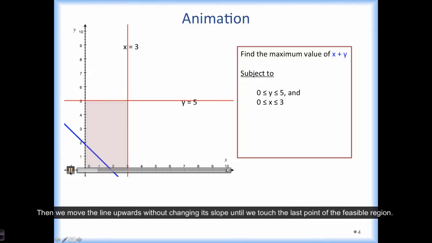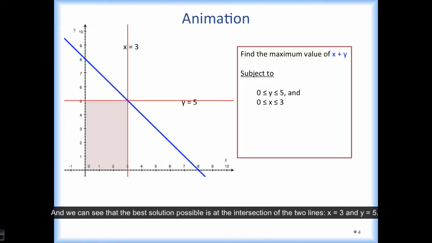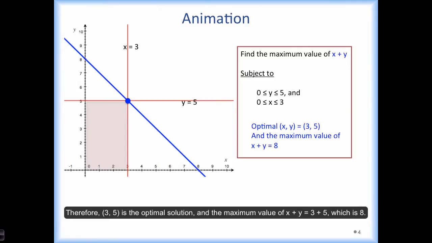Then we move the line upwards without changing the slope until we touch the last point of the feasible region. And we can see that the best solution possible is at the intersection of the two lines x equal to 3 and y equal to 5. Therefore, 3 and 5 is the optimal solution, and the maximum value of x plus y equals 3 plus 5, which is 8.